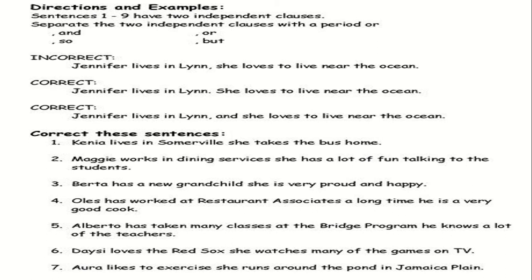And here's an activity. Directions and examples. It said sentences 1 through 9, but here we have only 7. 1 through 7 have 2 independent clauses. That means 2 ideas. Separate the 2 independent clauses with a period or, and, so, or, and but. If you write compound sentences, you use these conjunctions, okay? These are the conjunctions that can be used if you want to write a compound sentence.